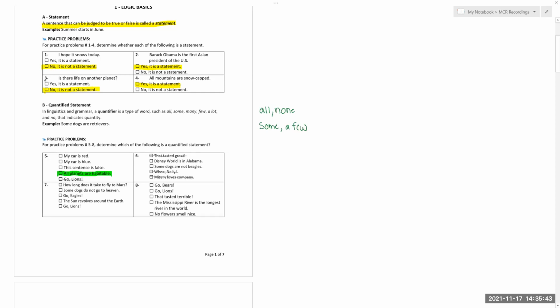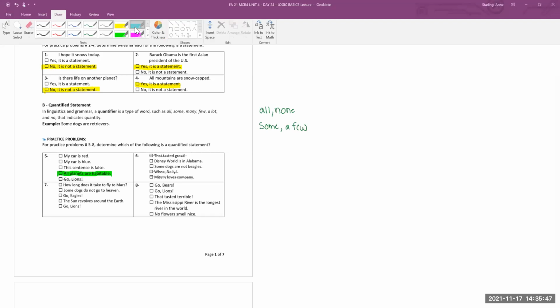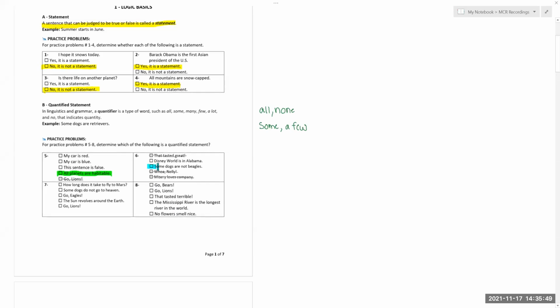So we're left with Disney World is in Alabama. That is a statement. We could find it true or false. Or some dogs are not beagles is a quantified statement. So that's our quantified one.